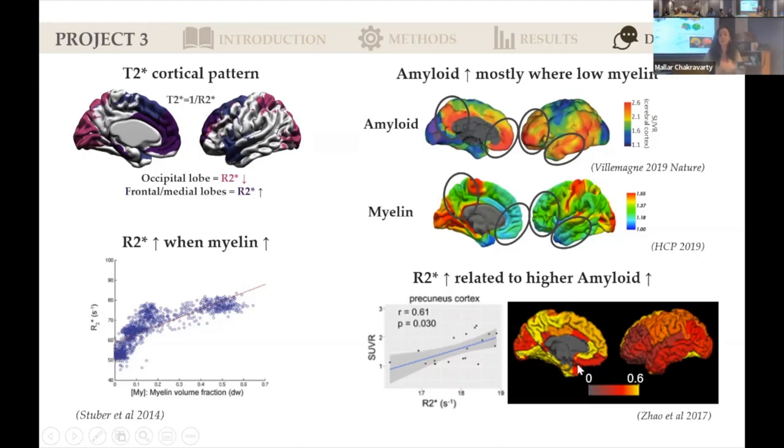So my guess, and again, there's no way I can really check that for this study, but I'm guessing that what we found here, which is this R2 star increase in the frontal region and in the medial temporal lobe, might be just capturing this increased amyloid load in my participants.